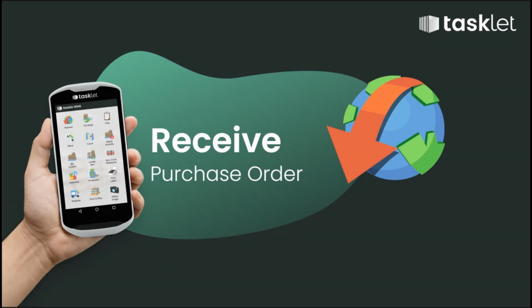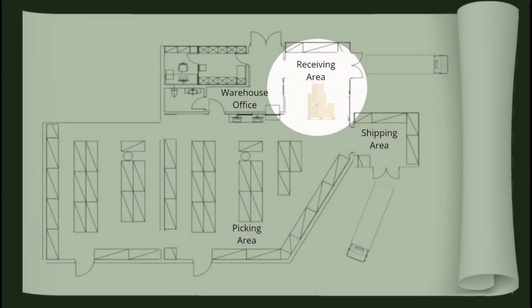The receive function. In this scenario, we have ordered some items. They have arrived at our warehouse on our inbound ramp, ready to be received. And we will register the items using the mobile device.